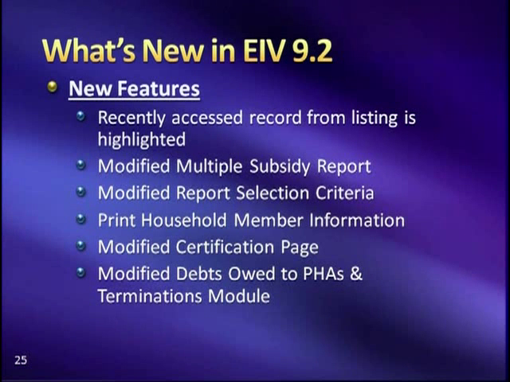I've heard your cries, particularly with respect to printing the EIV income report and having to redact the report so that you don't give member number 3's information to member number 1. And so we now have a new feature in the system that will allow you to print household member specific information only. So I'm going to show that to you in just a second. We have modified the tenant certification page, and I'll show you what that looks like.